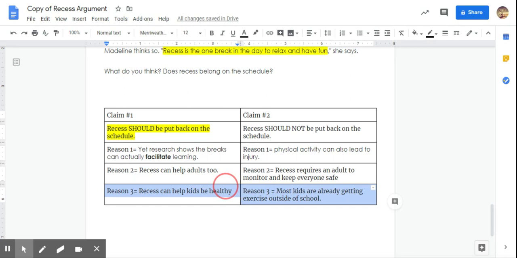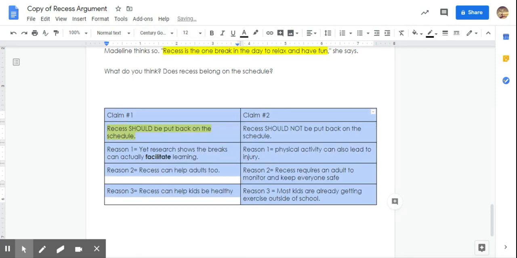Okay, it's kind of driving me nuts that this is a different font. Change it. Okay.